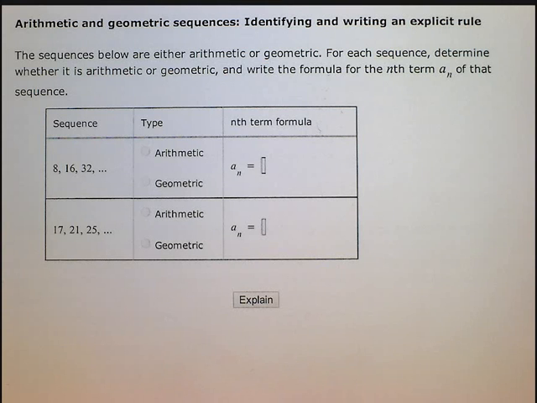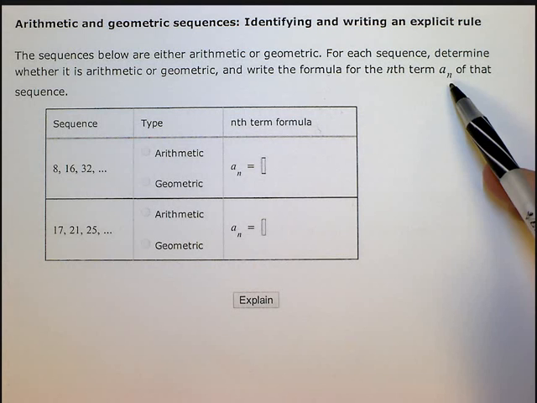Arithmetic and geometric sequences, identifying and writing an explicit rule. The sequences below are either arithmetic or geometric. For each sequence, determine whether it is arithmetic or geometric, and write the formula for the nth term, a sub n, of that sequence. Alright, so basically what we're asked here to do is write an explicit formula in sequence notation because they ask us for a sub n here.